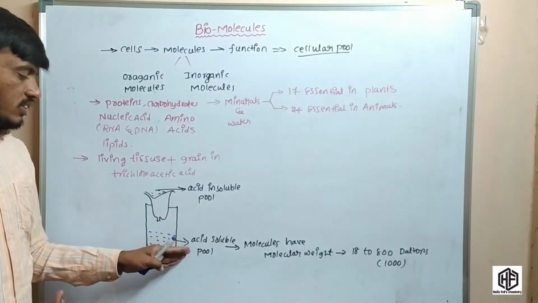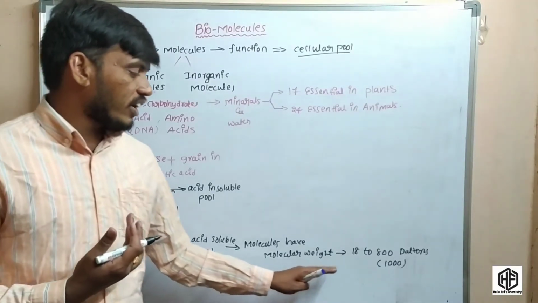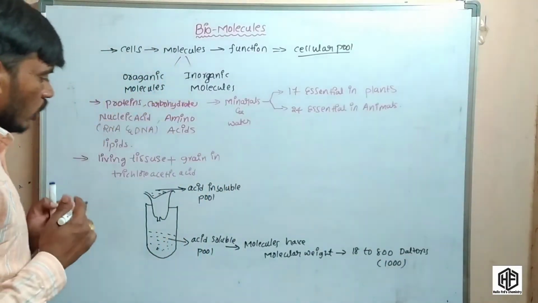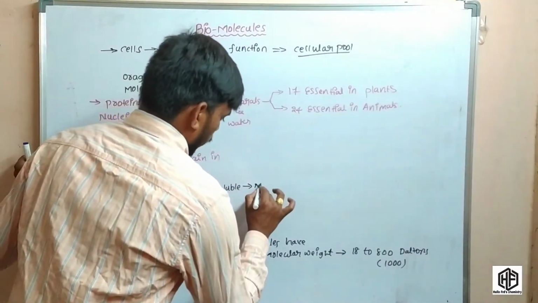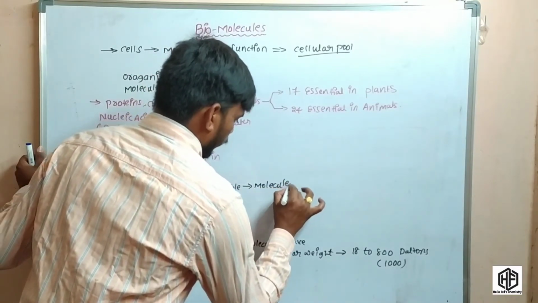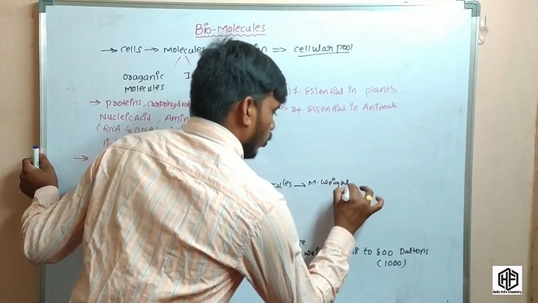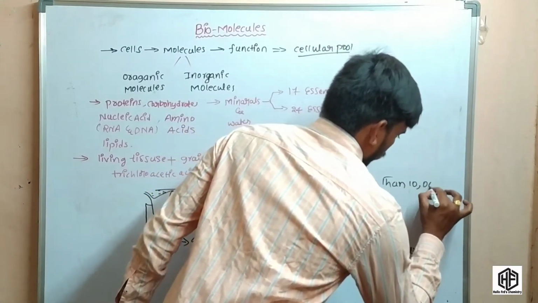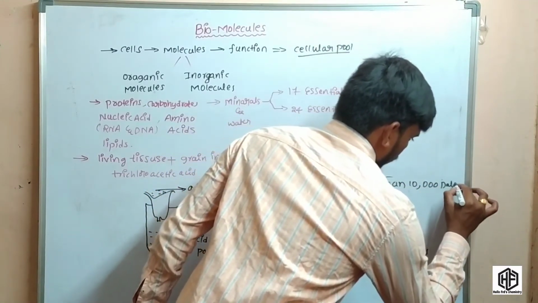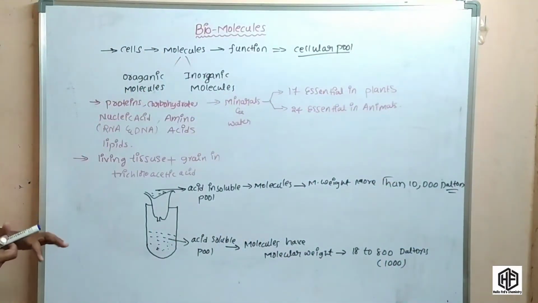So it means this acid soluble pool belongs to molecules whose molecular weight is nearly 80 to 800 Daltons. Coming to the acid insoluble pool, he suggested that the molecules have molecular weight more than 10,000 Daltons. Okay friends, so based upon this experiment, what happened there?